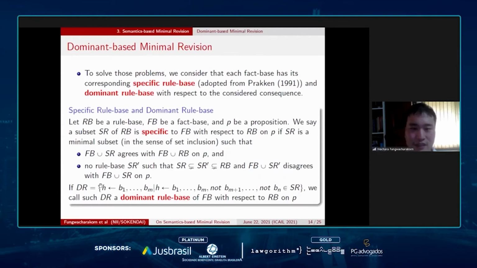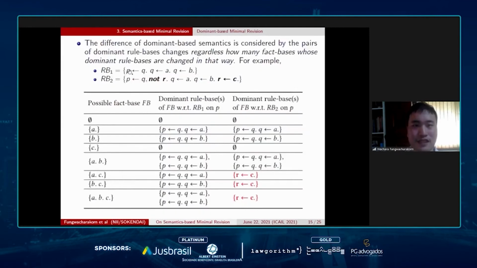if we have a set of specific rule bases, we say that a dominant rule base is such a set of specific rule bases but removing the negative body of the rule. So let me illustrate with the example that we have the rule bases RB1 and RB2 as previously illustrated, and we say that the difference of the dominant base semantics is considered by the pair of dominant rule base changes, regardless of how many fact bases whose dominant rule bases are changed in that way.